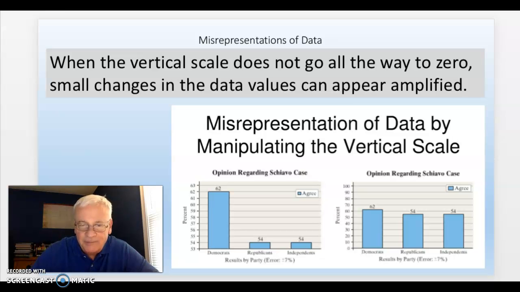As an example, this display here, this vertical axis, does not go down to 0, it goes down to 53. This is the same data, these two displays. You can see that the opinion regarding this particular case is about the same. But this first chart makes it look like there's a huge difference. Okay?